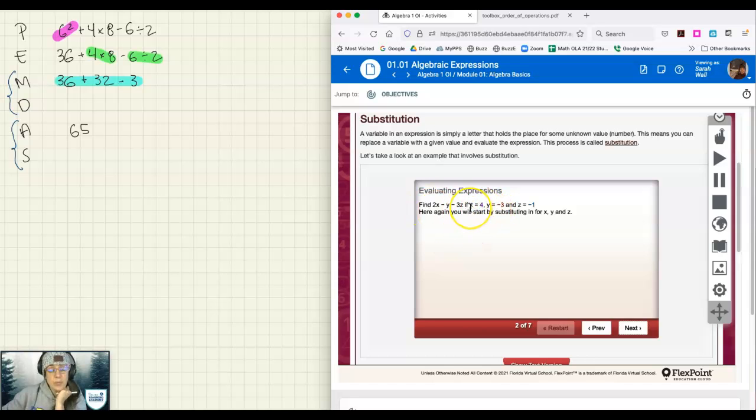So when you have something that equals a value, right? All you're doing is substituting that in for the variable. So you're replacing the variable with whatever the number is. Those are numbers.